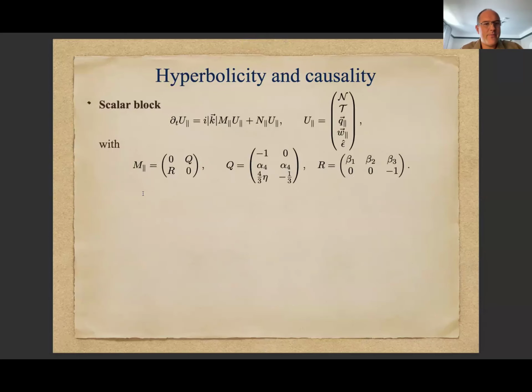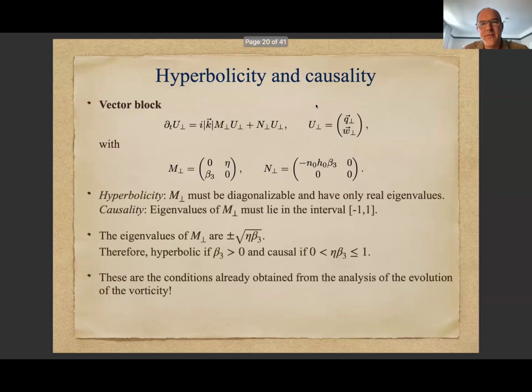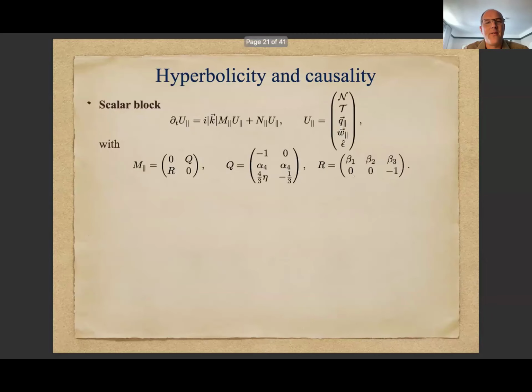Now the scalar block is a bit more complicated. I'm sorry, the vector block is strictly a 4x4 system, because there are two components here and two components here, but it is block diagonal. This is then a 5x5 block, a 5x5 matrix. It is more difficult to compute the eigenvalues explicitly in general, but fortunately this block also has a structure.